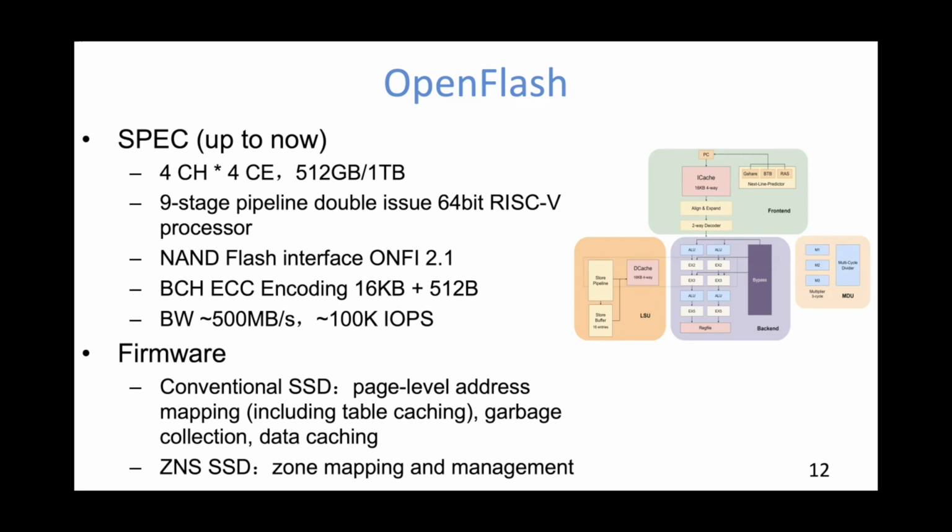We also developed two types of firmware. One is for the conventional SSD, including page-level address mapping, garbage collection, and data caching. We also built a mapping table cache for our page mapping, which is used to save limited DRAM space. The second type of firmware is for ZNS SSD. We developed zone mapping and management functionalities in this type of firmware.